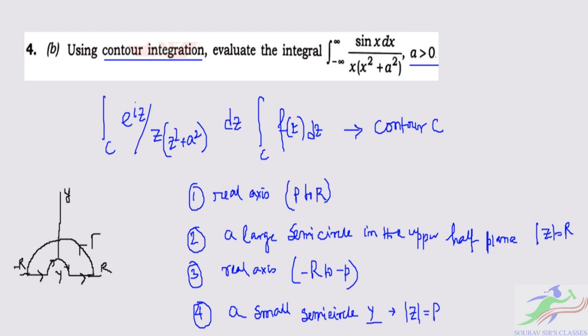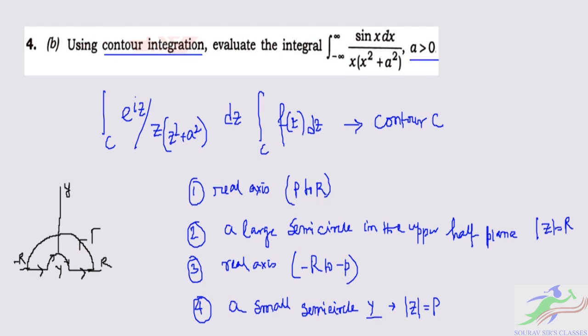So I have evaluated the integral, and this is going to be pi by a square times (1 minus e to the power minus a). So this was about questions 4a and 4b.